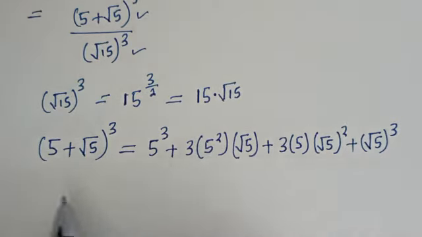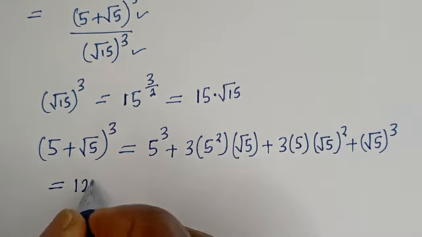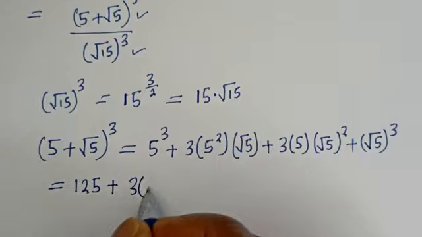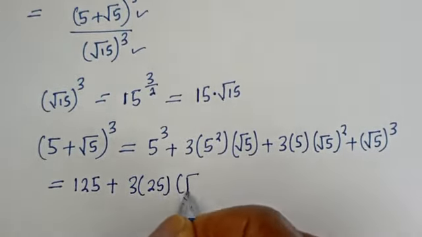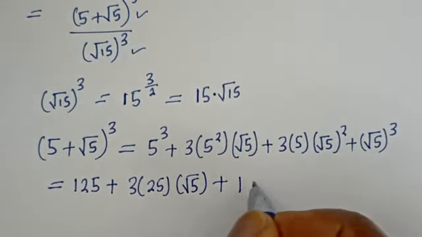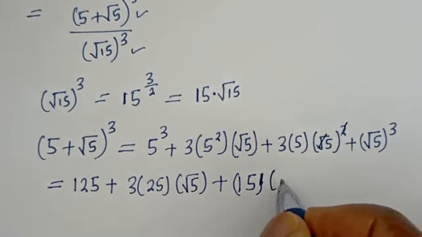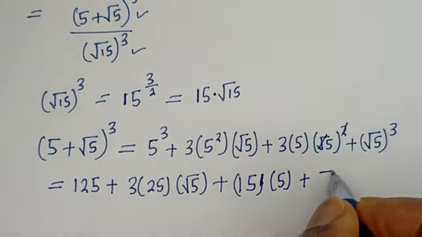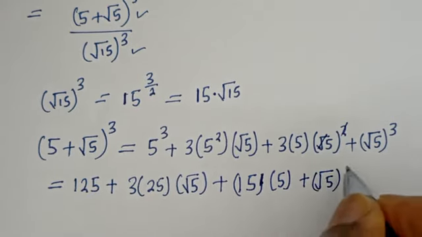If you use binomial expansion, then this is equal to 5 to the power of 3, 125, plus 3 bracket 5 square, that is 25, bracket square root of 5, plus 3 times 5, 15, bracket square root of 5 square. This will cancel this. 5 plus square root of 5 to the power of 3.